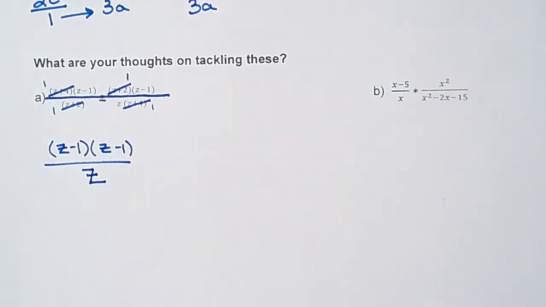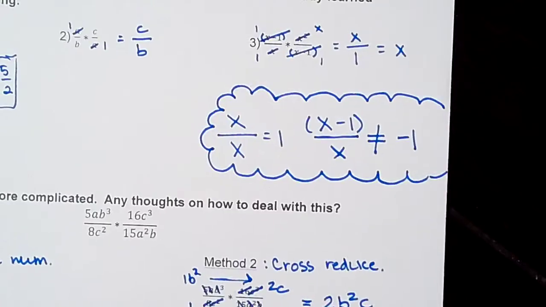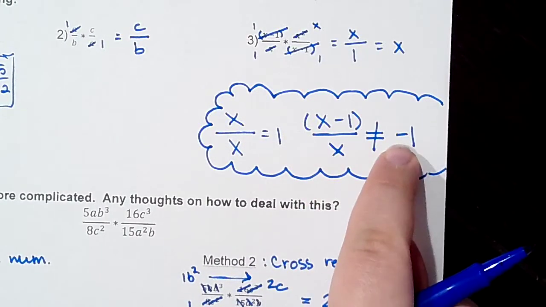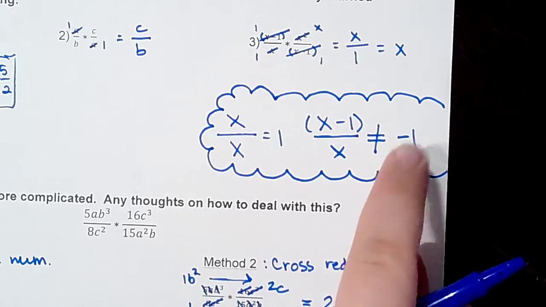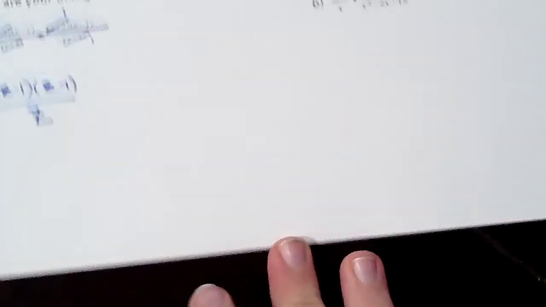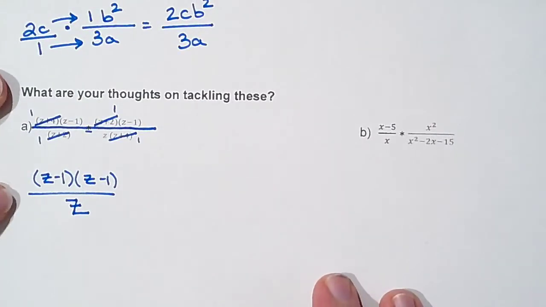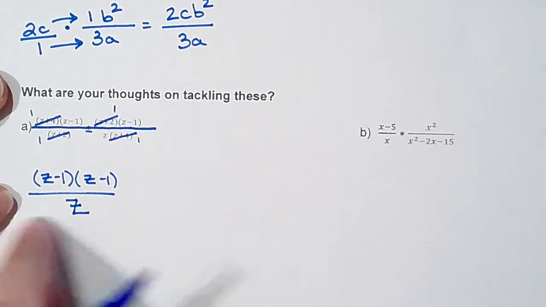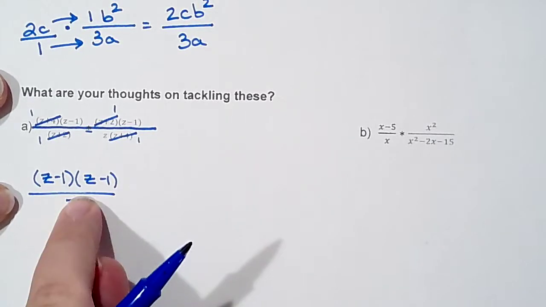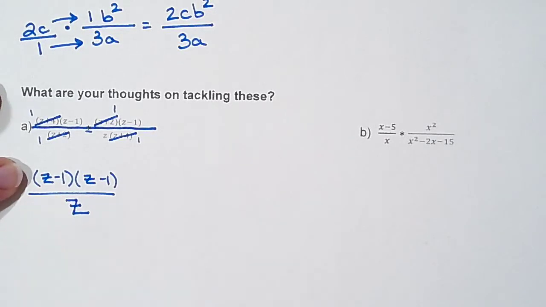And remember what I said earlier. If you have something like x minus 1 divided by x, it does not equal that number. Things are reducing. Things are canceling out. But the x's are not, and neither are these z's, folks. This doesn't cancel. This is it. You can't cancel anymore because they aren't the exact same.